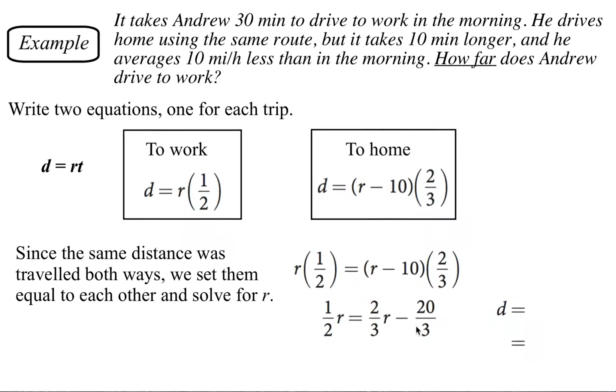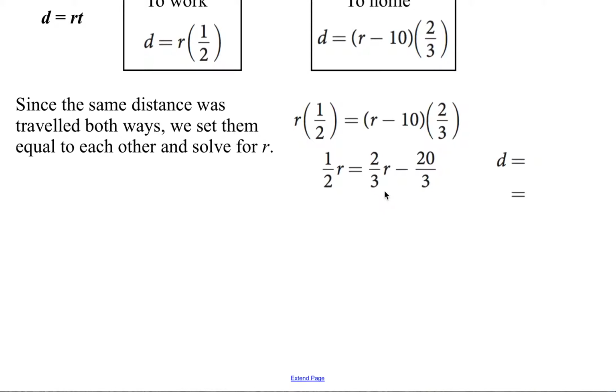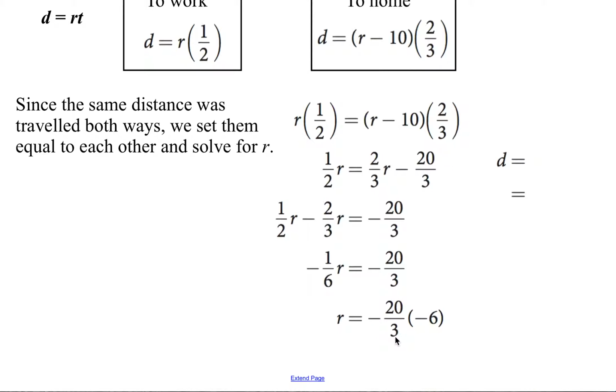Distributing our 2/3 through the parentheses, we have this. And then gathering our like terms, we subtract 2/3 r from both sides. Getting like denominators on the left, we end up with minus 1/6 r. This would be 3/6 minus 4/6, which is minus 1/6. And multiplying by the reciprocal, negative 6 over 1, we end up with r equals negative 20/3 times negative 6, which gives us 40.